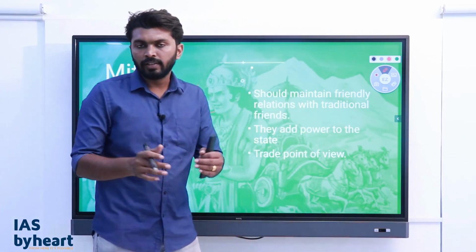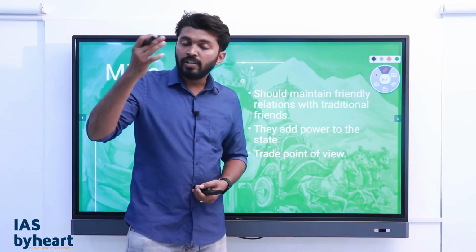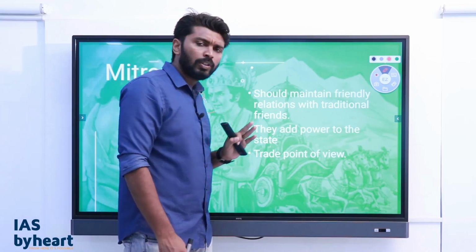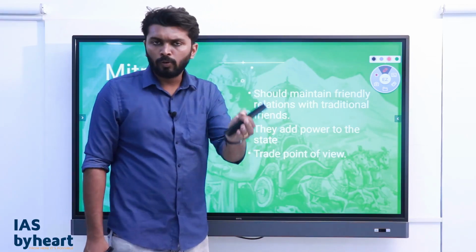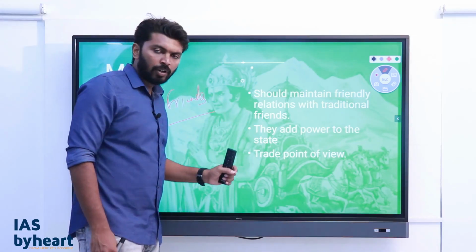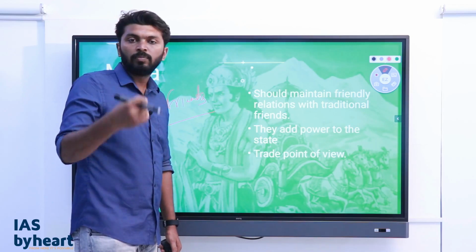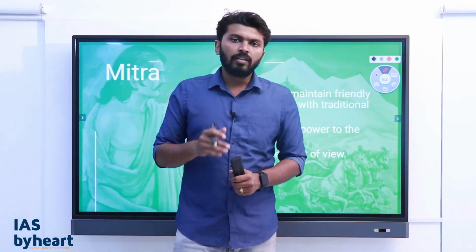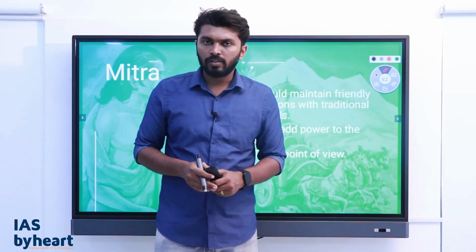He should not break that friendship among the kings, among the nations. He also expects the king to obtain new friendships from the new kings. They add power to the state in the event of war. These are the people who are going to help the king. From a trade point of view also, these friends are going to help the king in numerous ways. So these are the seven Angas or seven limbs that constitute a sovereign state as per Chanakya.